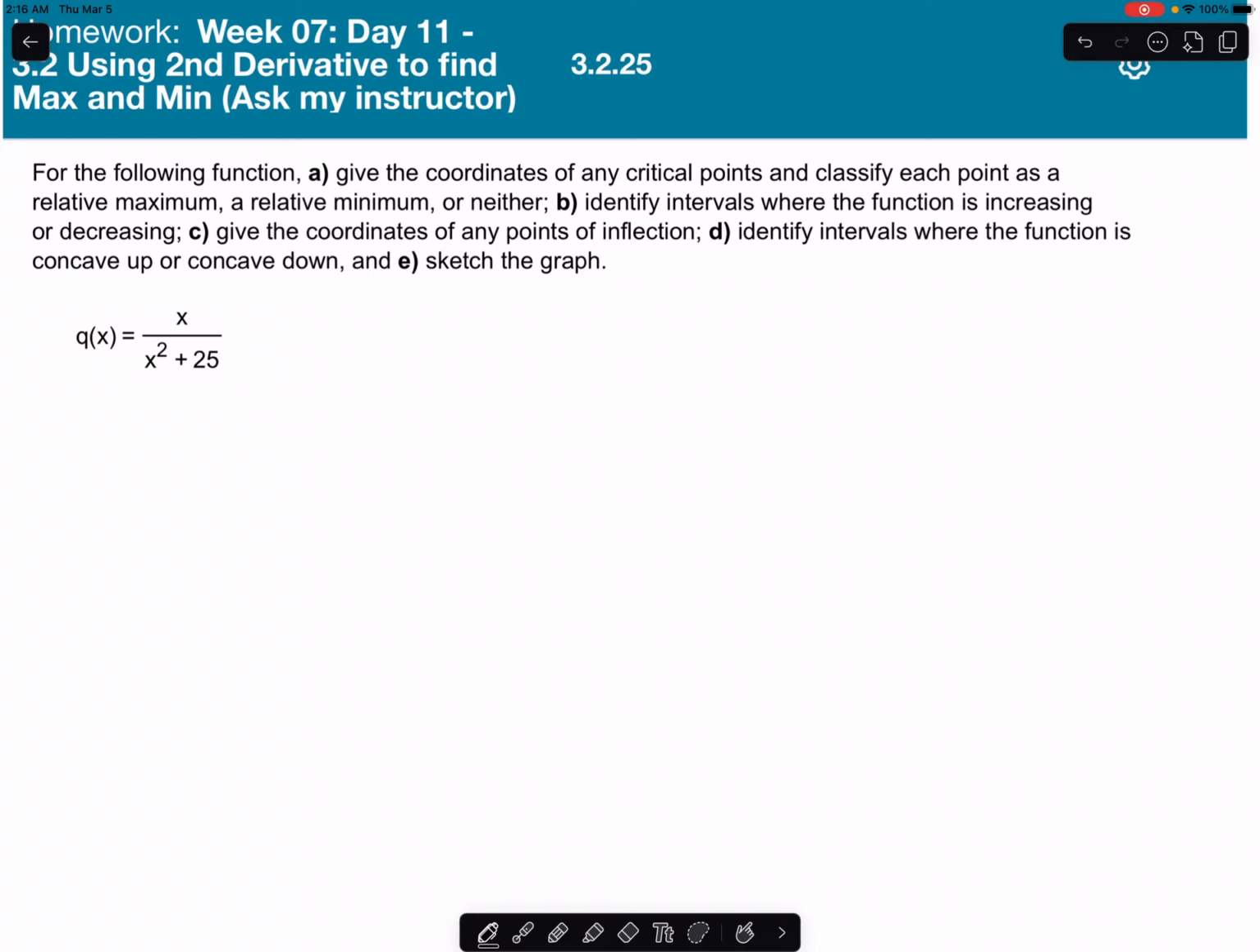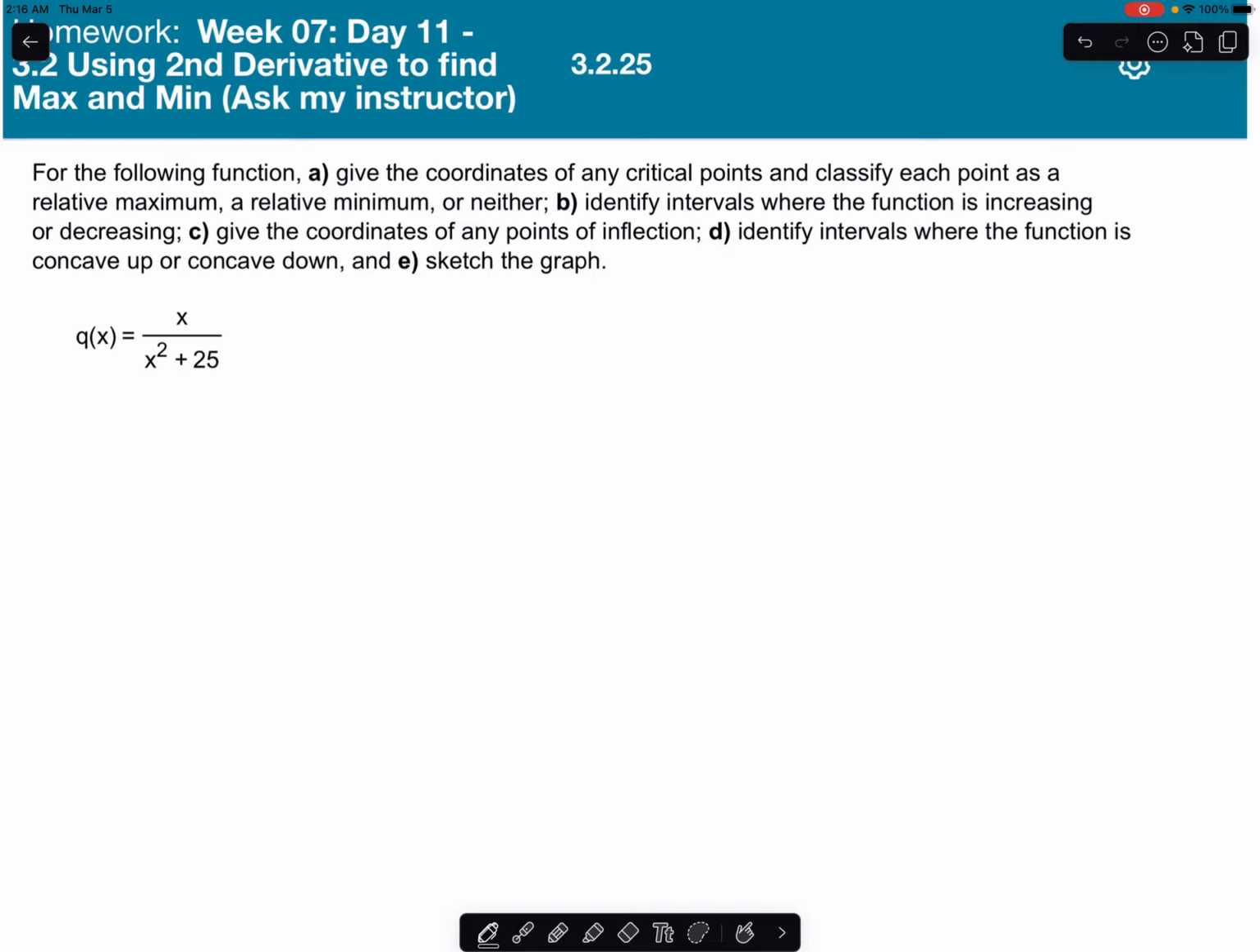Okay, so it says for the following function, A, give the coordinates of any critical points and classify each point as a relative max or relative min or neither. Identify intervals over where the function is increasing or decreasing. Give the coordinates of any points of inflection. Identify intervals over where the function is concave up or concave down, and then sketch the graph.